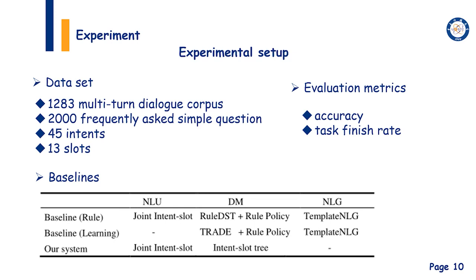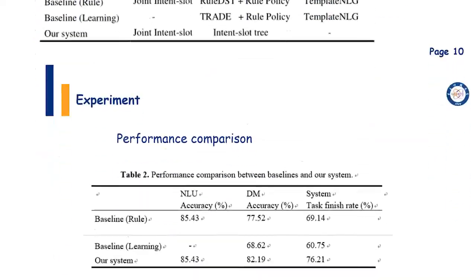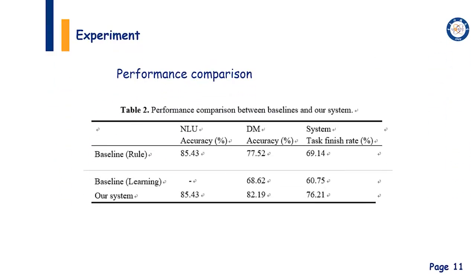We use the open source toolkit ConvLab2 to build two dialog systems as baselines. The first, named baseline rule, is mainly based on rules, and the second one, named baseline learning, employs a deep learning method for dialog state tracking. Table 2 shows the performance comparison of baselines and our system. As can be seen from the table, our system shows the best performance among the three systems.